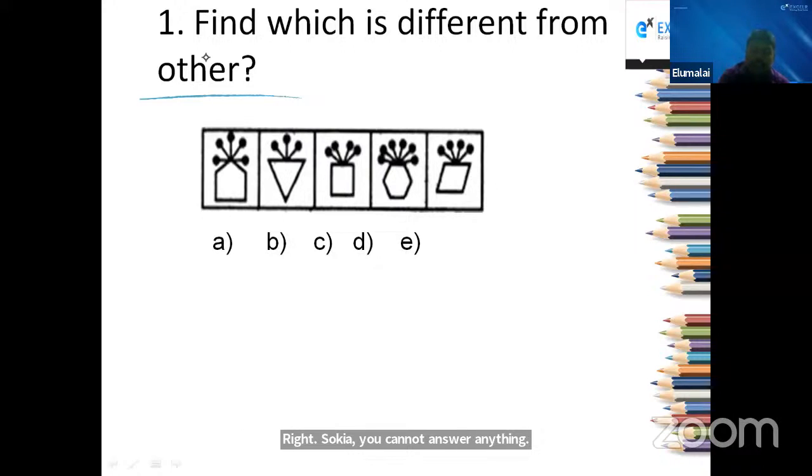Triangle is reversed, so option B. No. See, if you take a square, you can say it is reversed also. Square will be similar in every direction. So that is not the correct one.